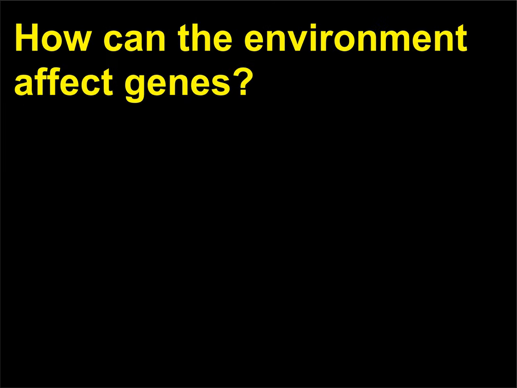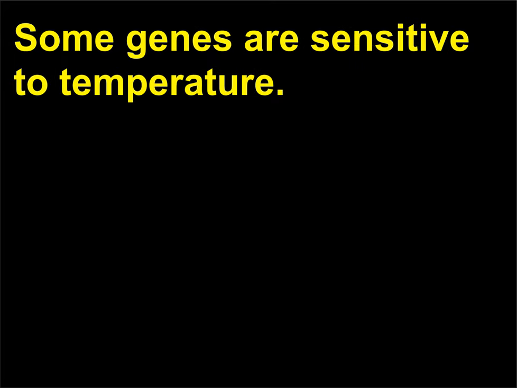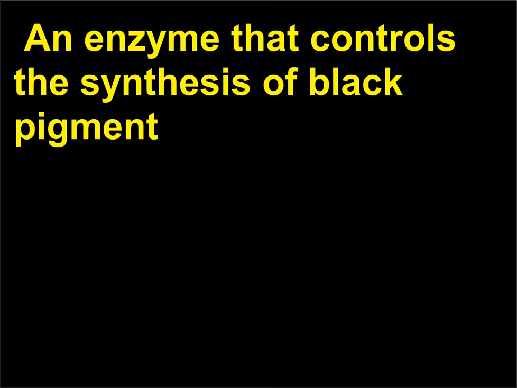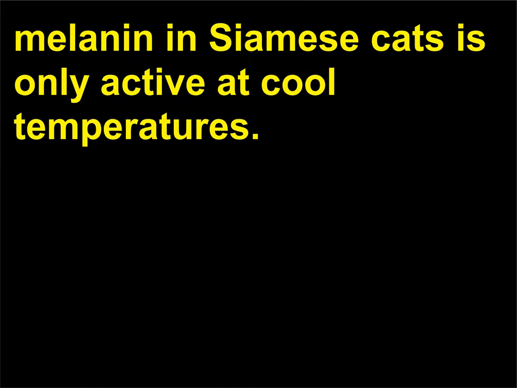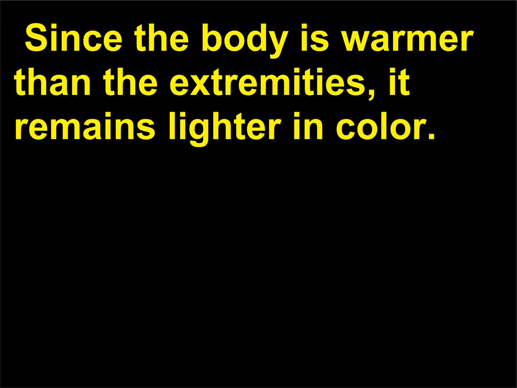How can the environment affect genes? Some genes are sensitive to temperature. An enzyme that controls the synthesis of black pigment melanin in Siamese cats is only active at cool temperatures. The cooler the body part, the darker the pigment. Since the body is warmer than the extremities, it remains lighter in color.